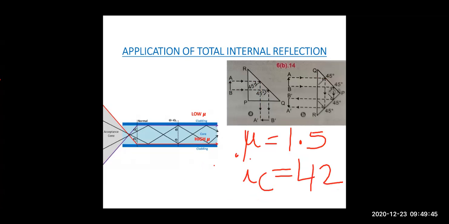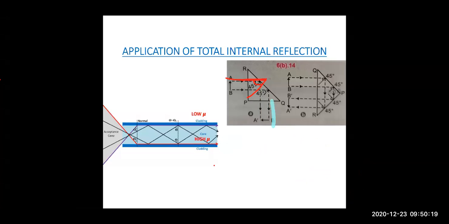So here you are inciding the light at an angle of incidence of 45 degree. 45 degree is greater than 42 degree, right? So angle of incidence is greater than critical angle. So what will take place? Total internal reflection. Totally the light will be reflected back, and the light which is entering from point A will undergo total internal reflection and appear at A dash, right? So similarly, the light gets turned at 180 degree, right?